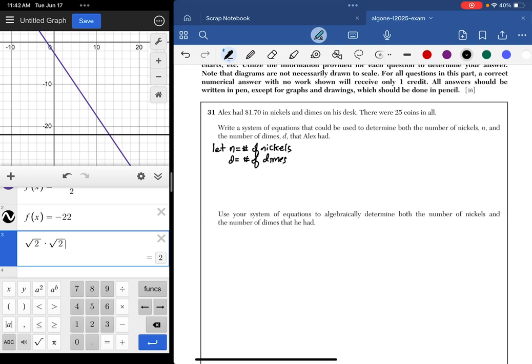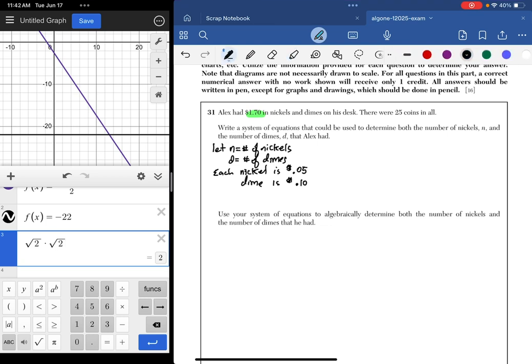All right, so each nickel is worth 5 cents. I'm just going to make a note. You probably wouldn't write this, but I'm going to write it for your benefit. Each nickel is $0.05. That's the same as saying 5 cents. Each dime is 0.10 or just 0.1. All right, so if we're talking about value, there's a total of $1.70.